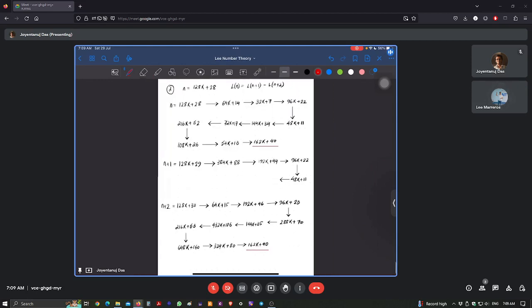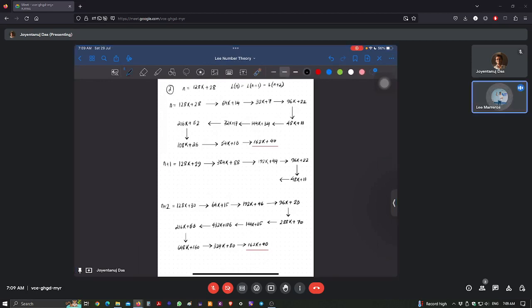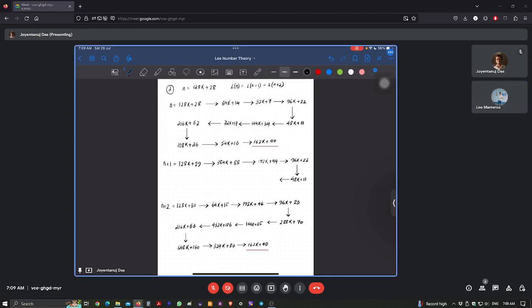Now let us count the number of steps. Here we get 10 steps. Here also 10 steps. So the lengths will be the same, because all of them reach this one in 10 steps. Also n plus 1, the same thing.